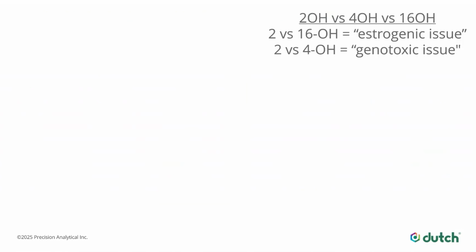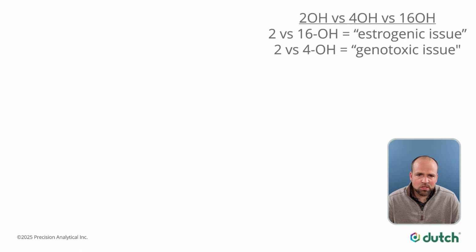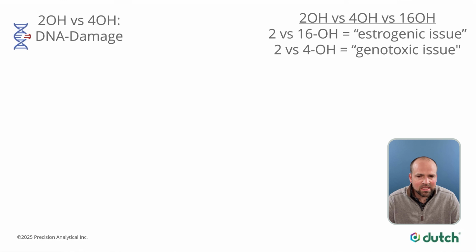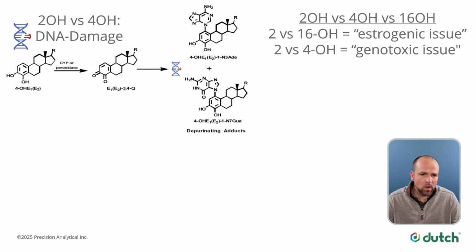Let me explain the science of that a little bit, because the issue between the 2 and the 16 is one of estrogenic. And the issue between the 2 and the 4 is more of a genotoxic issue, meaning the 4-hydroxy can damage DNA and the 2-hydroxy is going to compete with it. So the 4-hydroxy you can see here on the left creates this reactive quinone you can see in the middle. And then what does it do? It's actually able to break a piece of DNA off. So that is the estrogen metabolite and a piece of DNA. It has that reactive potential, and the 2 is protective to that.